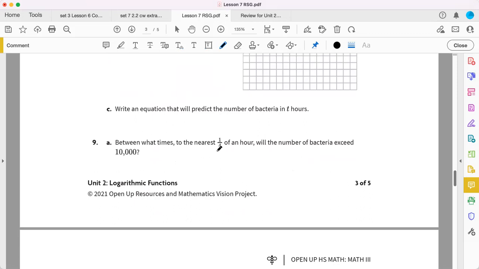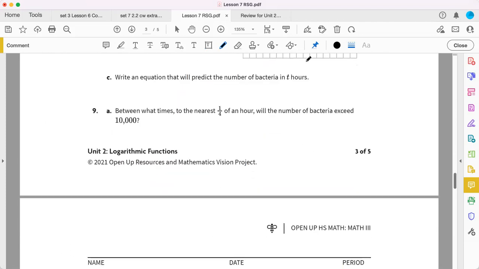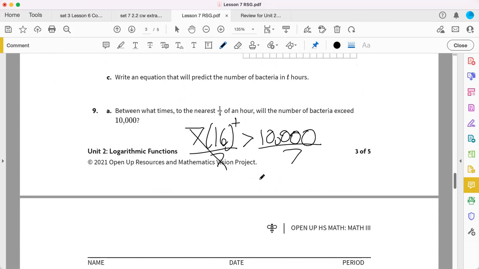Between what times, to the nearest quarter of an hour, will the bacteria exceed 10,000? So maybe let's make a little equation for this. So we want to find out when this equation is going to be greater than 10,000. We haven't had to really use an inequality for this before, but we're totally capable. So think of this as just like solving a normal log function or exponential function, claiming that 16t is now greater than this fraction here.